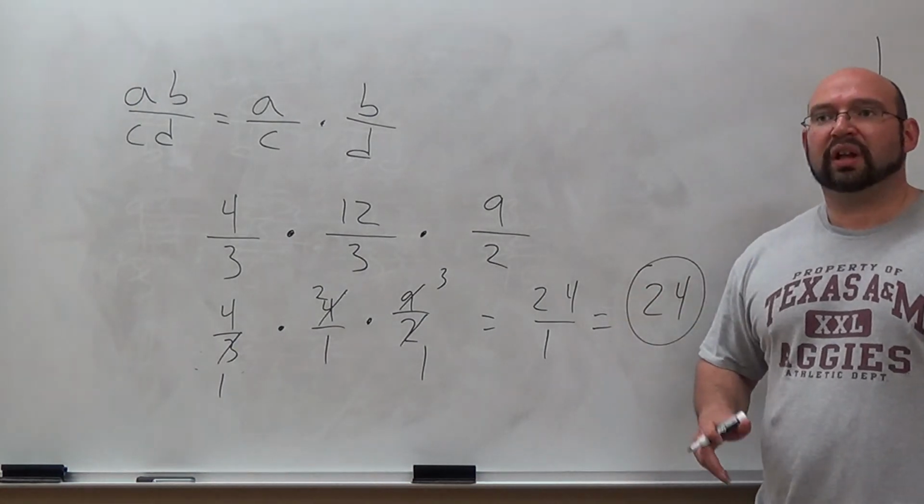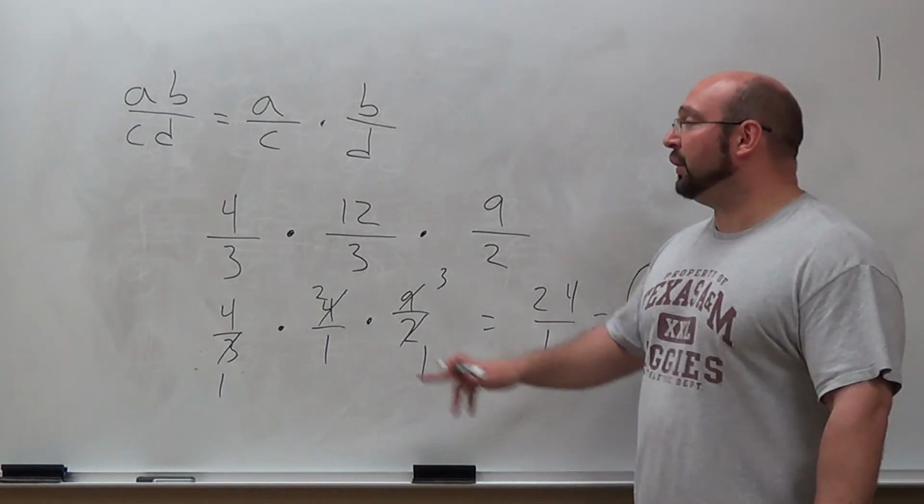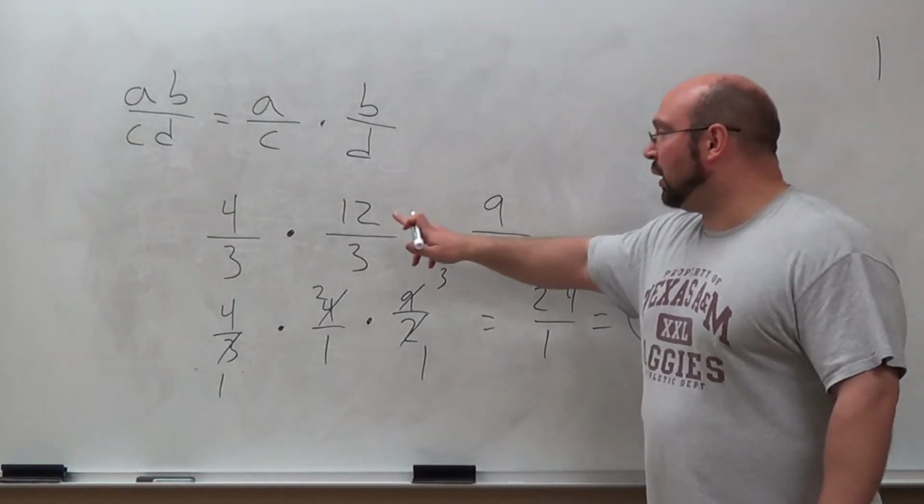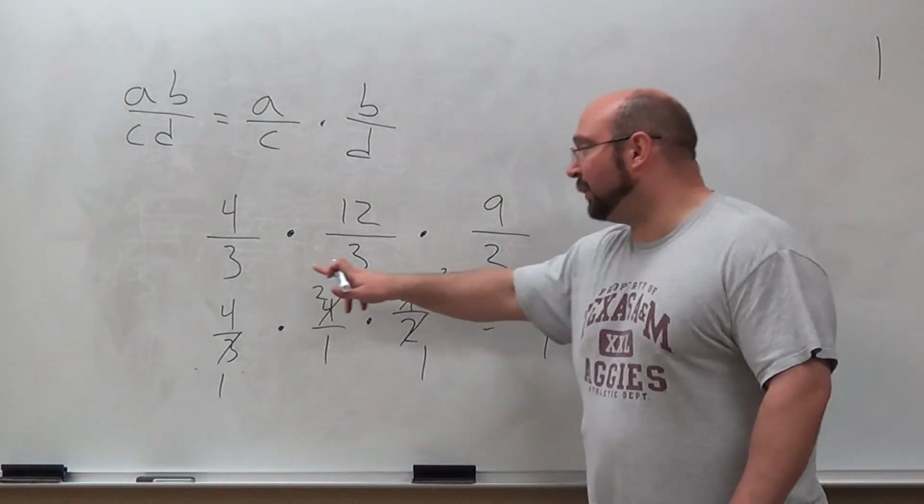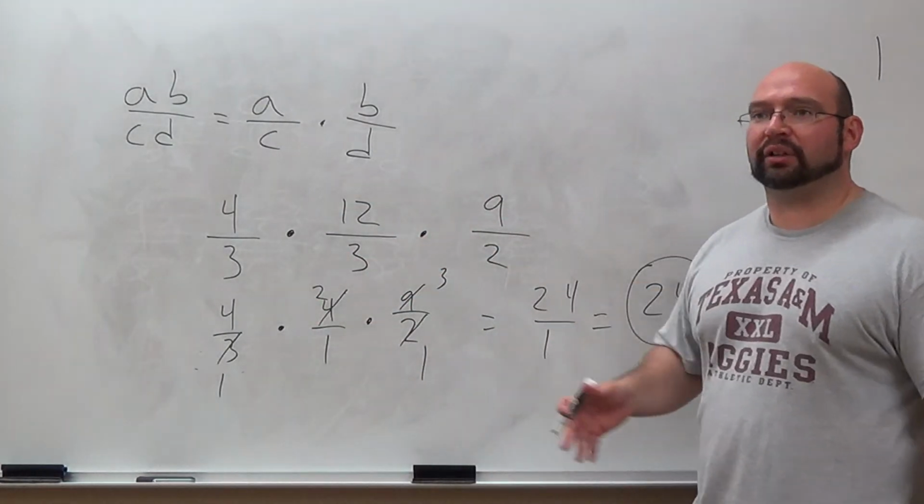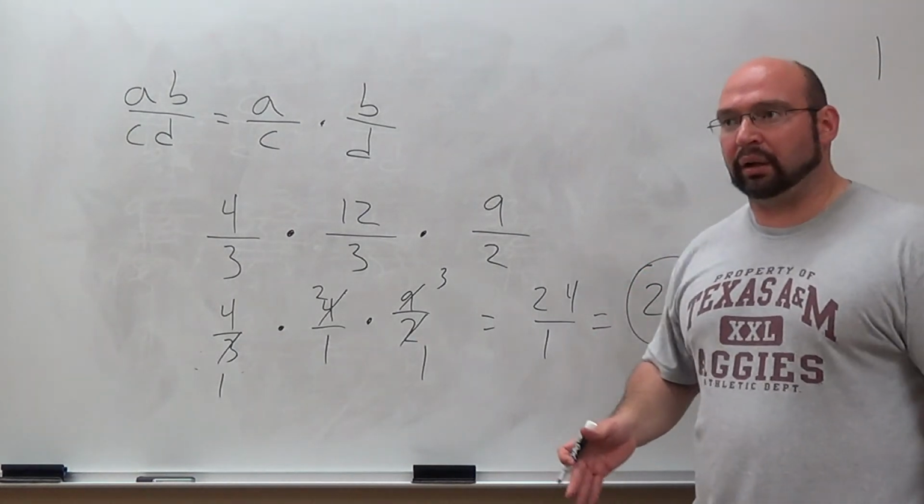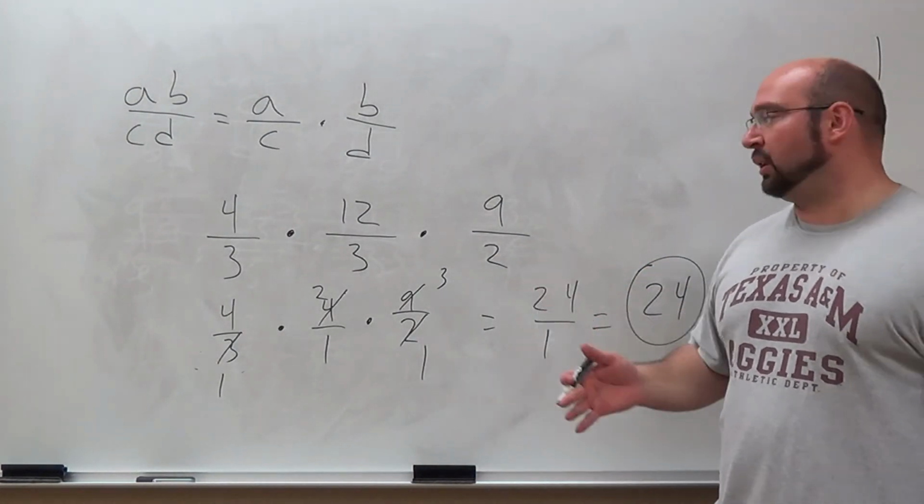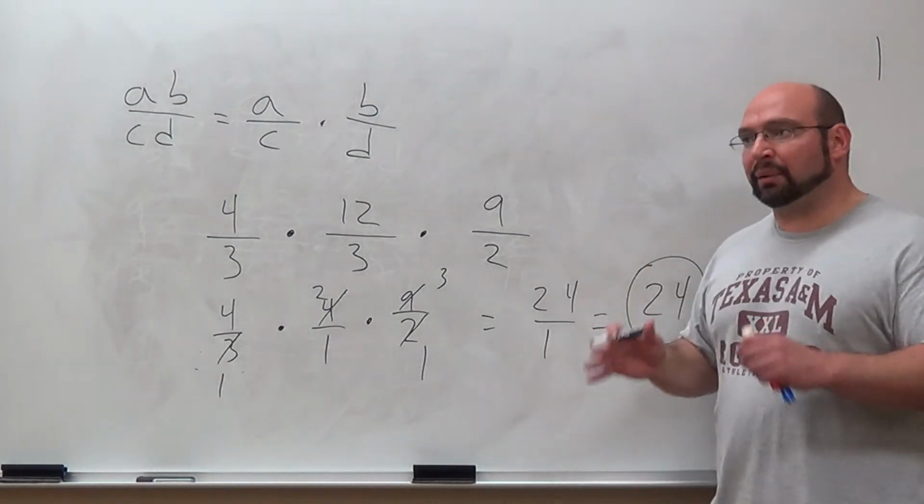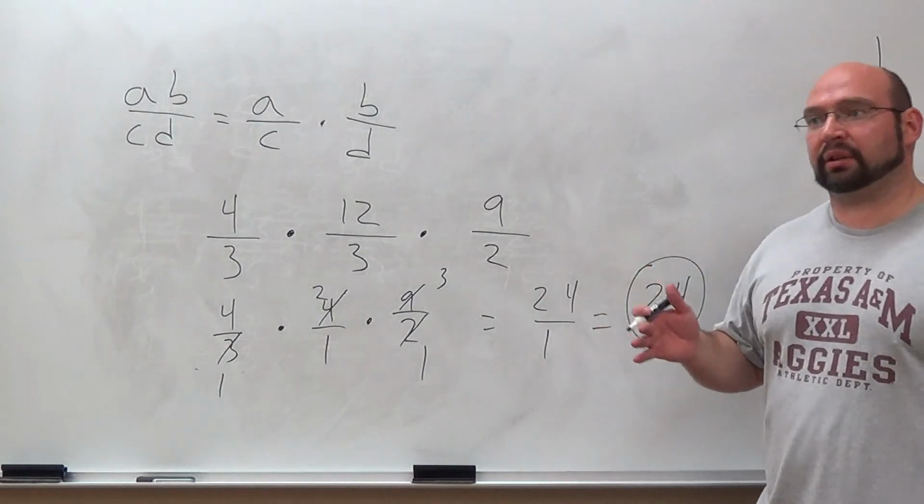Right? That's a lot easier than going 4 times 12 times 9 divided by 3 times 3 times 2. We don't want to do that. With reduction, it's best to go ahead and reduce early on, at least in my experience. I like to keep my numbers low. I don't like to rely on the calculator.